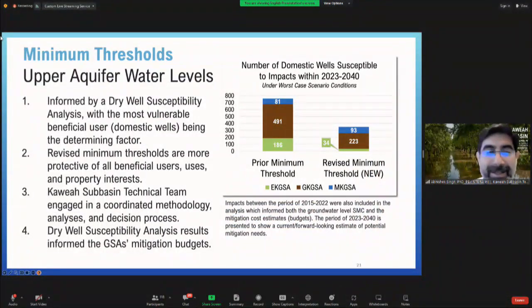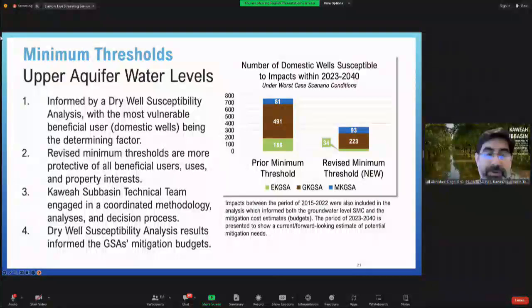All right, okay, great. So we're talking about minimum thresholds and the upper aquifer water levels. And as I was mentioning, the minimum thresholds were revised to be protective of domestic wells going dry. What we show on the right is the potentially impacted domestic wells in the previous GSP and now with the current GSP on the right. And as you can see, these are significantly lower than the previous GSP.